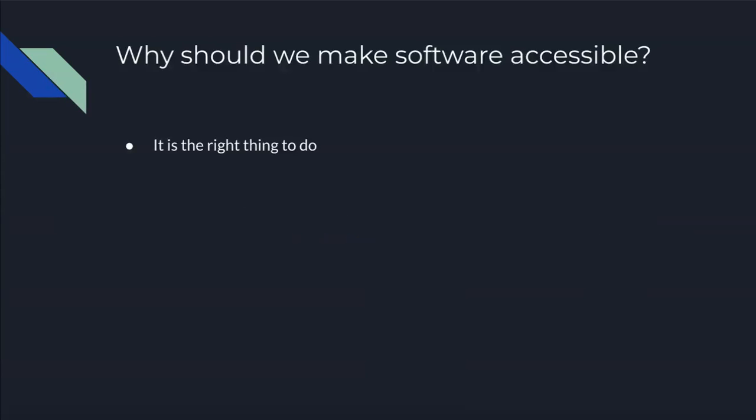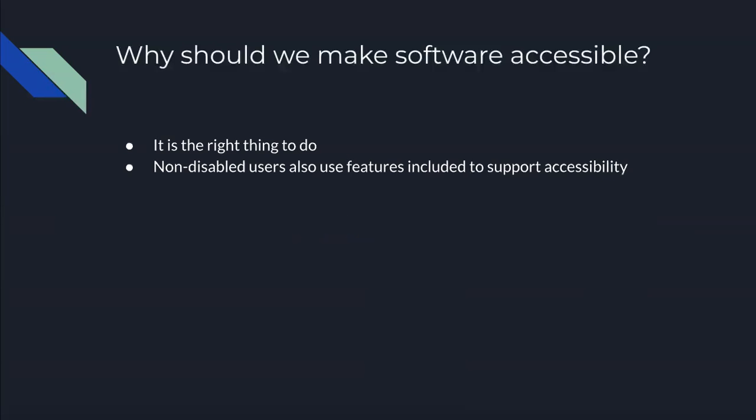Why should we make software accessible? Not only is making software accessible to people with disabilities the right thing to do, it also makes sense for a lot of other reasons. Non-disabled users also use features that are made for people with disabilities. For example, video captions can be used when someone wants to watch a video without sound in a public place. Power users often use keyboard shortcuts to navigate a program because it's faster than clicking, and voice-to-text can be used by someone who wants to send a message hands-free. And this list could go on with more examples.